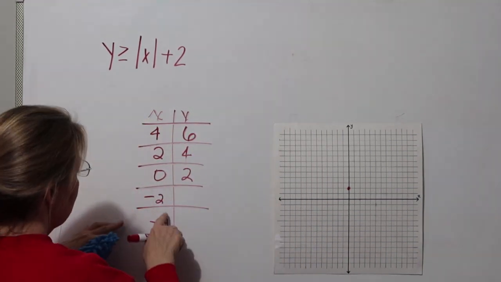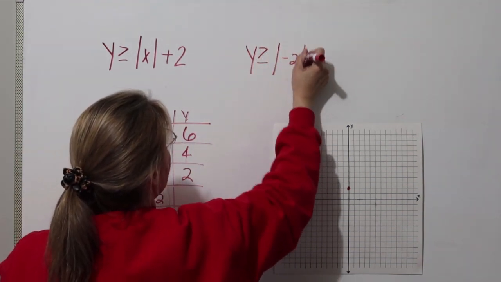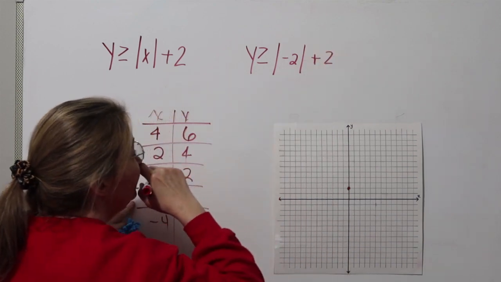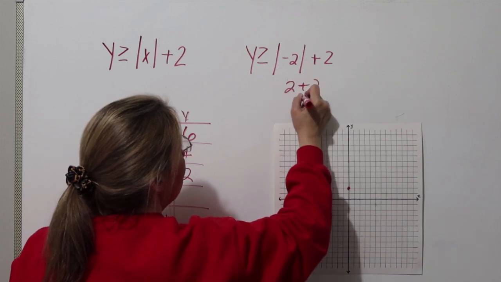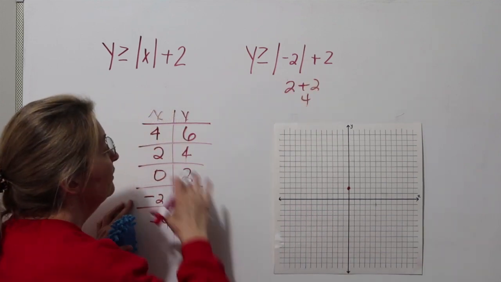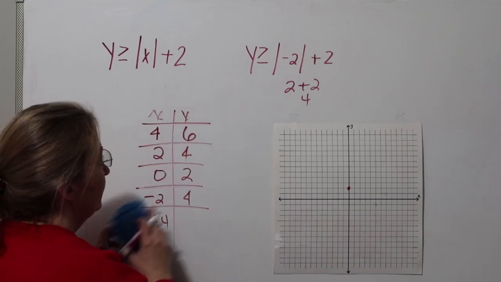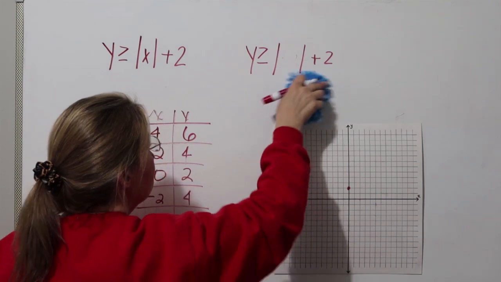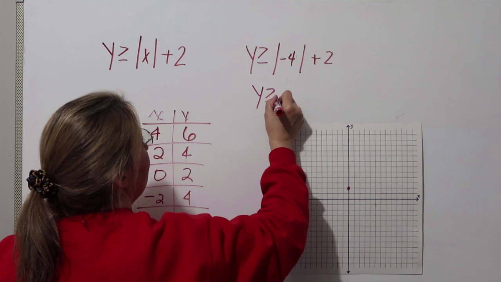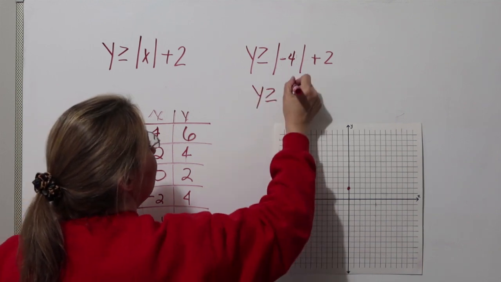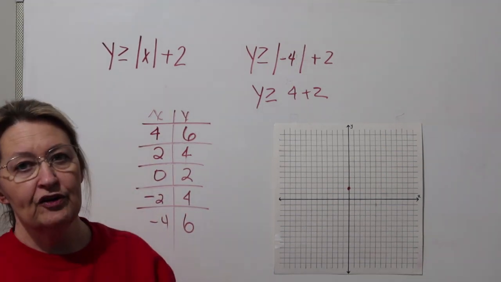Now let's find these other two. When I fill in negative 2, I've got y greater than or equal to the absolute value of negative 2 plus 2. The absolute value of negative 2 is 2, and 2 plus 2 is 4. As with an equation, you should expect your numbers to start repeating. So let's plug in negative 4. Now I have y is greater than or equal to the absolute value of negative 4, which is 4, and 4 plus 2 is 6. And we're ready to graph.